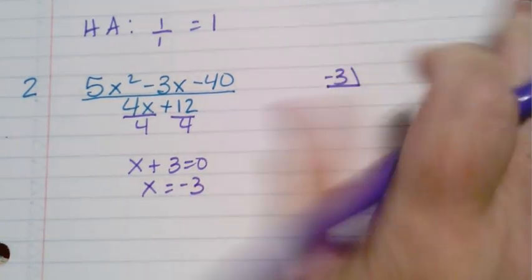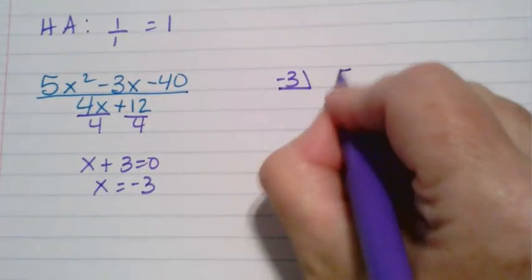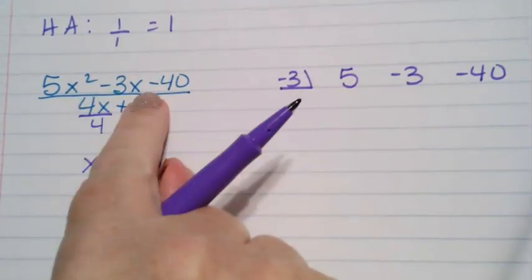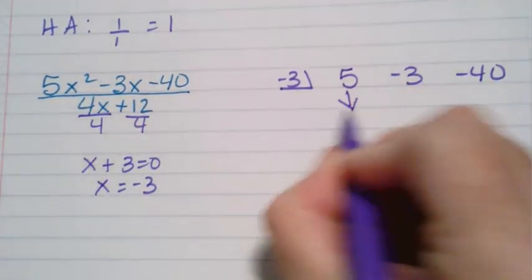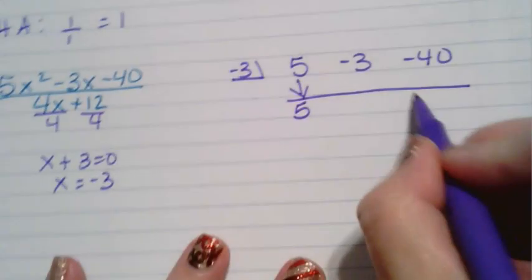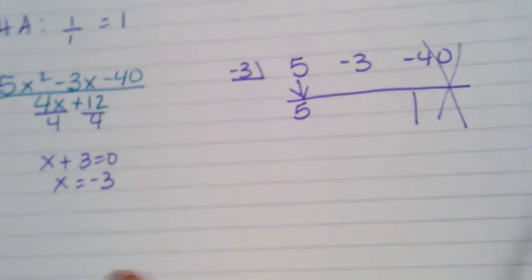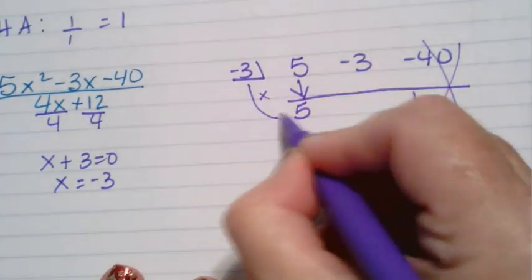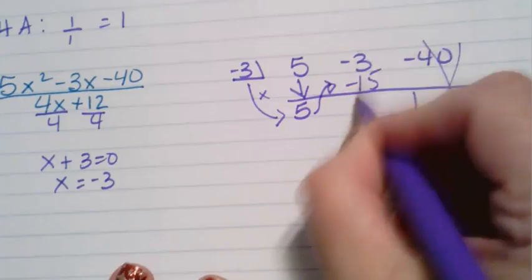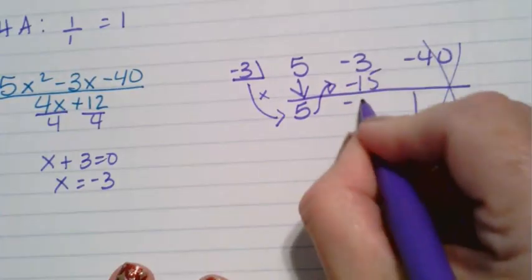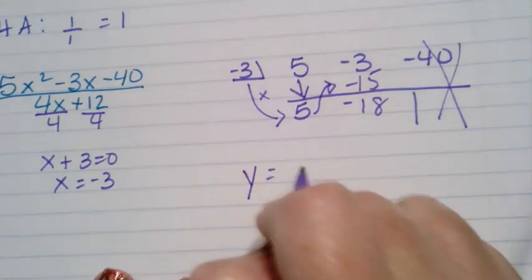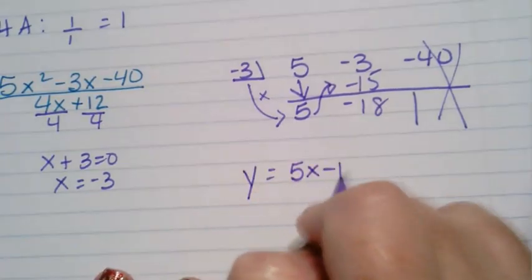So do negative 3 here. And please be careful with all these negatives, okay? Bring the first number down, and we just throw that away. So negative 3 times 5 is negative 15. We're going to add straight down and we get negative 18. So y equals 5x minus 18.